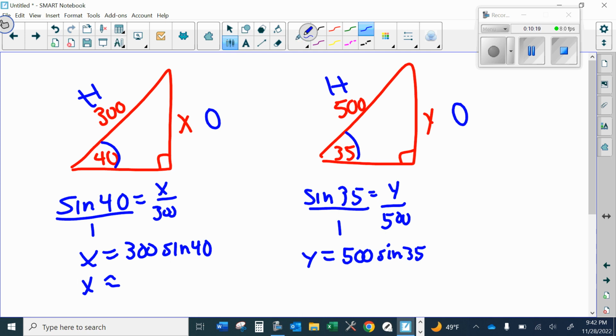I'm just playing the calculator now. 300 sine 40: 192.8. And 500 sine 35: 206.8. Okay, whatever the units are, if they give you units.